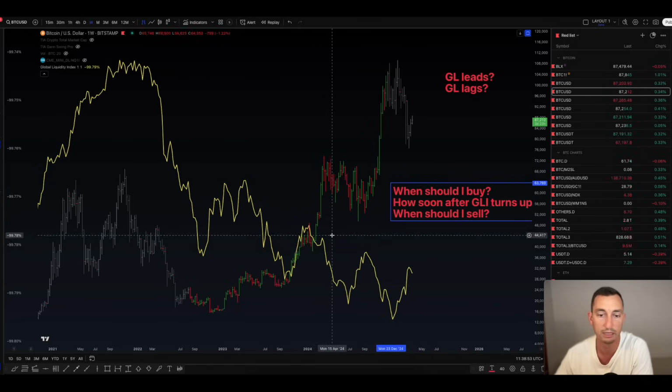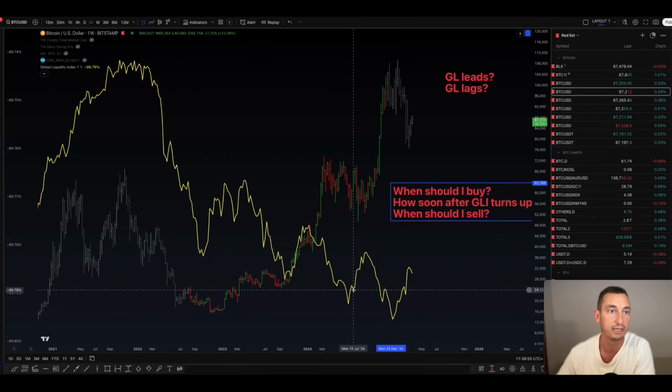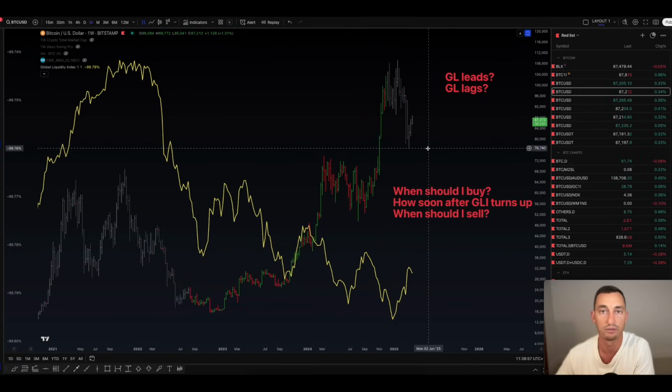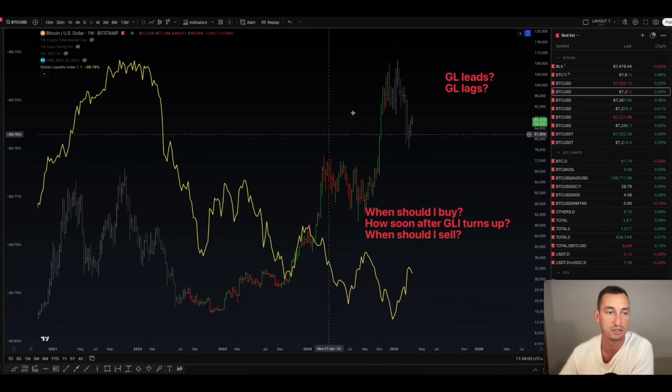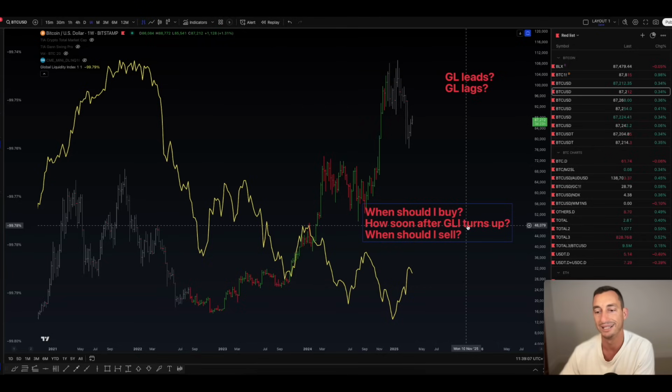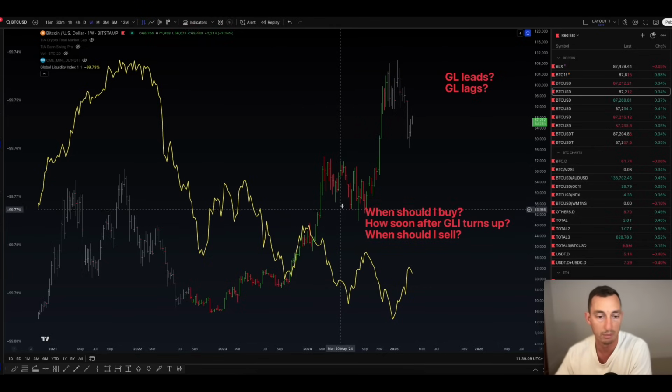The main thing we keep hearing is when global liquidity goes up, everything is going to follow suit and we're all going to become absolutely rich. Okay, so maybe that's the case. Maybe once this thing does start to turn, everything goes up and we all become rich. So how soon after the Global Liquidity Index turns up should I buy?